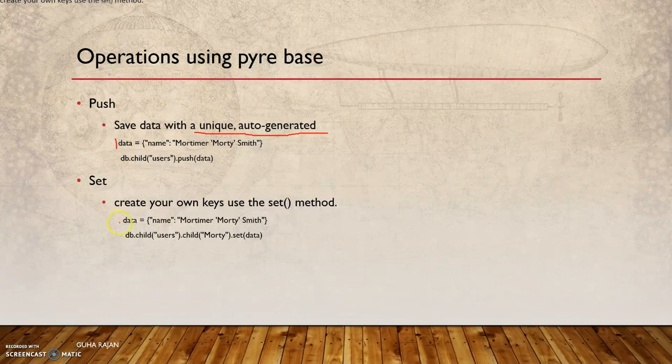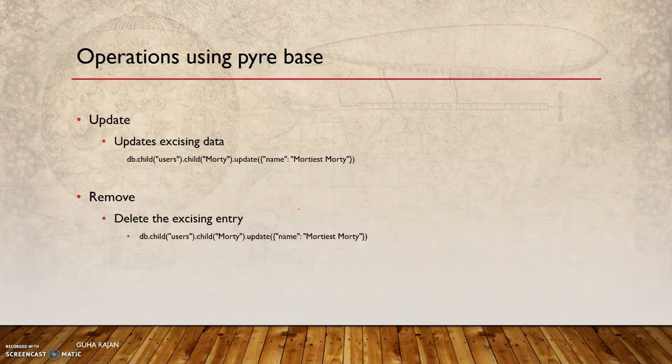Whereas in the set method, you can set the key. In this case, Morty will be a kind of key, and underneath it you will have the data. So you can use the set method or push method, which, as I said, is similar to insert. And then you can update the existing data in the NoSQL database using update, and you can also use remove, which deletes the existing entry. So it removes that entry from Firebase.